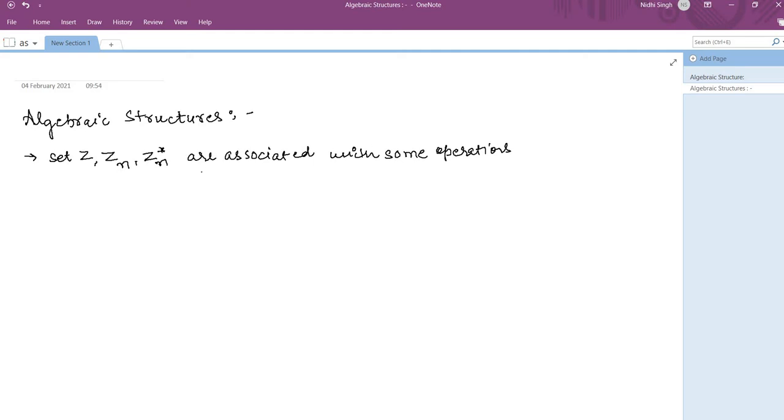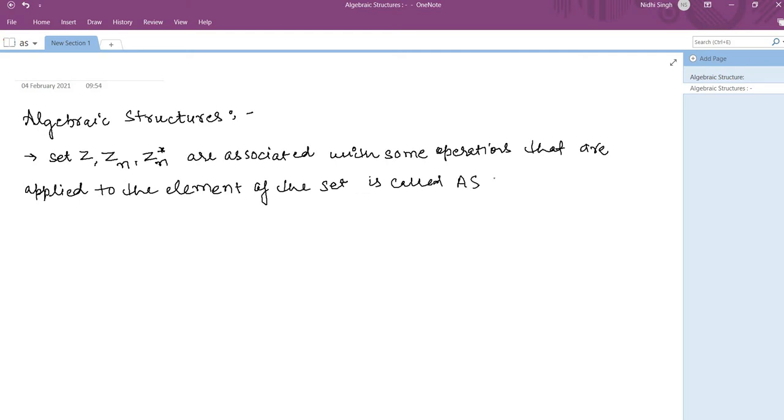So sets Z, Zn and Zn star are associated with some operations that are applied to the elements of the set. This is called an algebraic structure. In short form I am writing AS, okay? It's called algebraic structure.